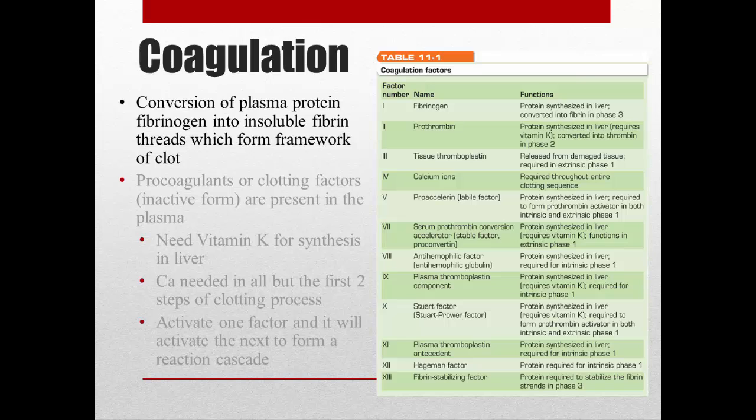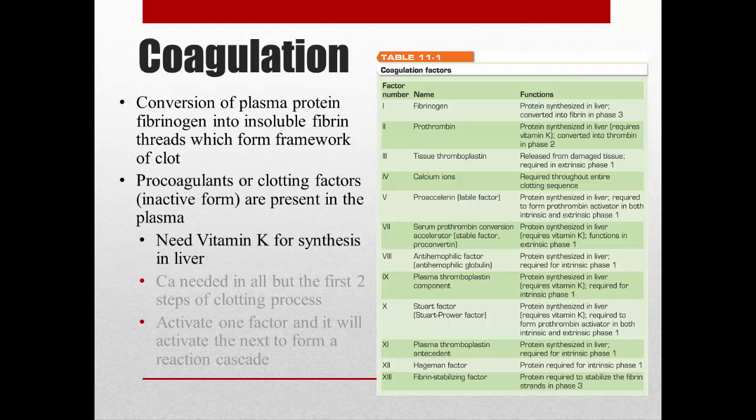So we have this long cascading kind of process to get us to that final step of converting fibrinogen into fibrin. Now, the things that are involved in getting blood clot formation are procoagulants or clotting factors. These clotting factors are made mostly by the liver in an inactive form. And so they're just floating around in the plasma, minding their own business. And it's the conversion of these clotting factors from an inactive form to an active form that triggers the whole clotting mechanism.